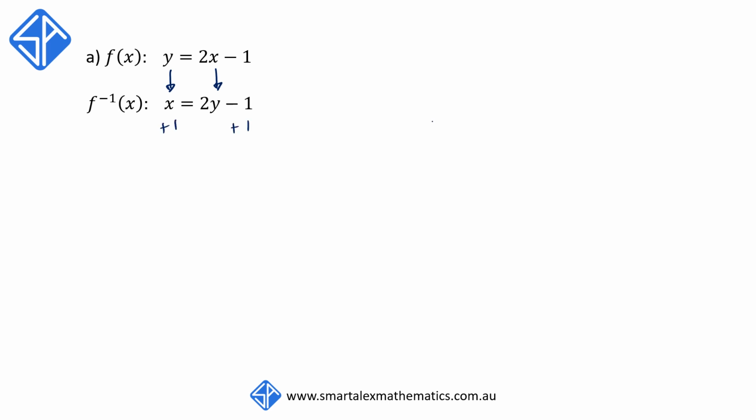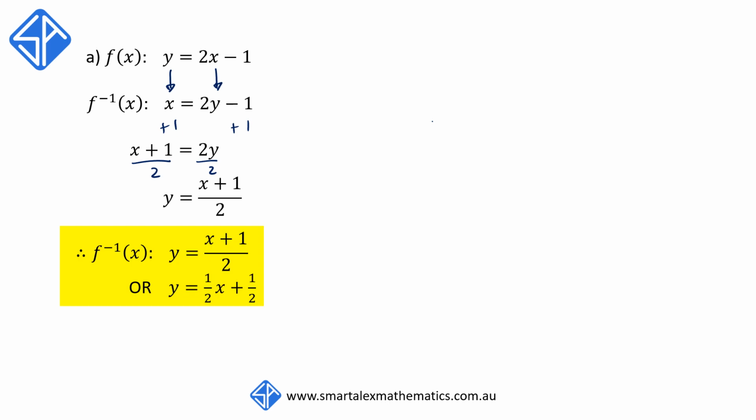First, we add 1 to both sides, and this is going to give us x + 1 = 2y. We then divide both sides by 2. So we have y = (x + 1)/2. So this means that our inverse function, f^(-1)(x), is defined as y = (x + 1)/2, or we can split this into two fractions such that we write it as y = (1/2)x + 1/2.